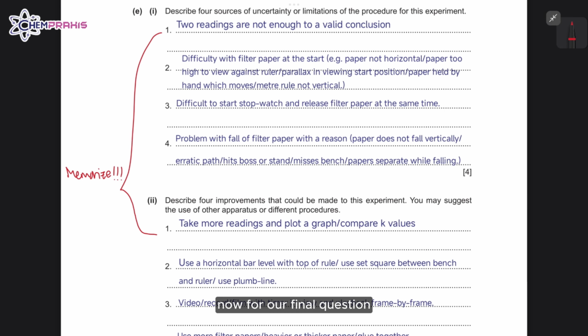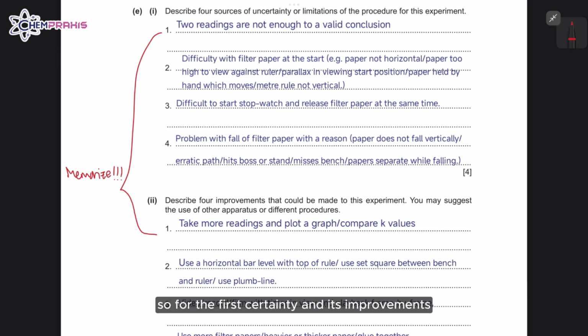Now for our final question, which is finding 4 sources of uncertainty or limitations and their corresponding improvements. Always remember that all the uncertainties that we need to identify are the ones that you will encounter when trying to take measurements. Now you may pause the video to think and write down the possible uncertainties and their improvements.